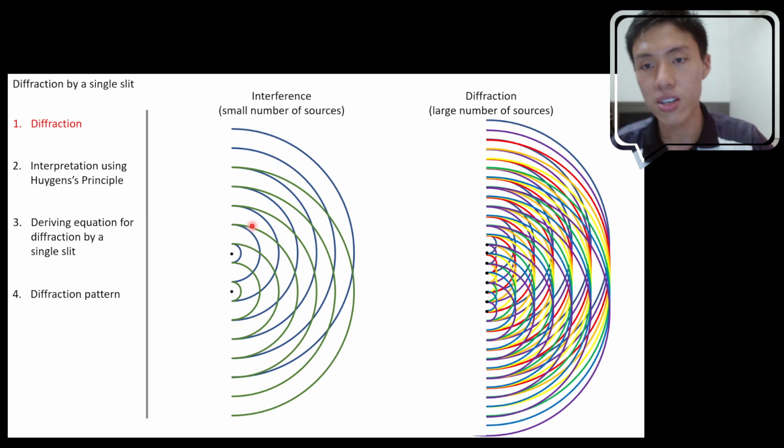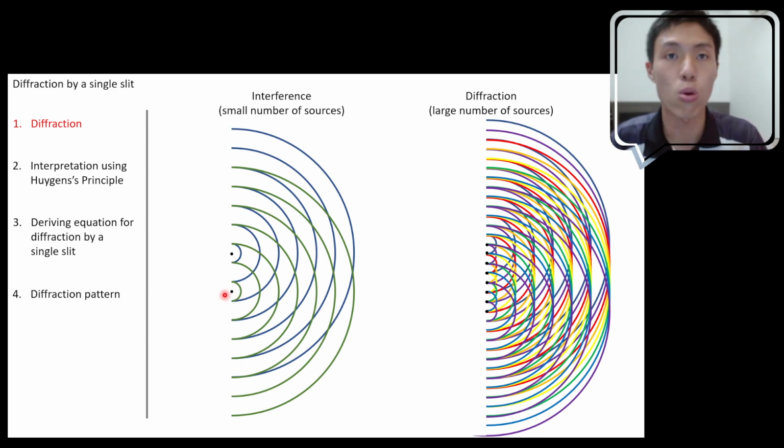So on the left here, you can see interference. For this one, you can see there's a blue circular wave and a green circular wave. The blue one represents the circular wave emitting from the upper source over here. The green circular wave represents waves emitting from the lower source over here. But basically, there are only two sources, so it's an overlapping of two waves only. So this kind of pattern we call interference.